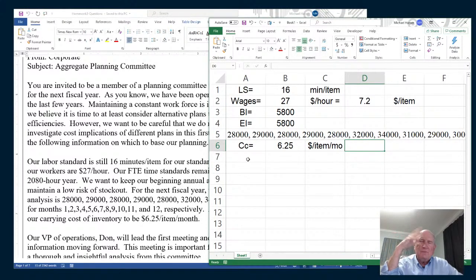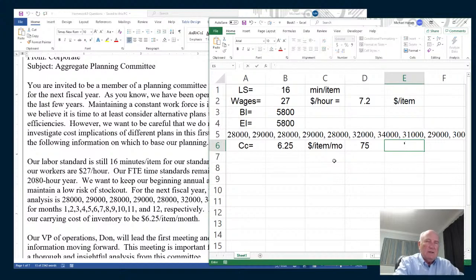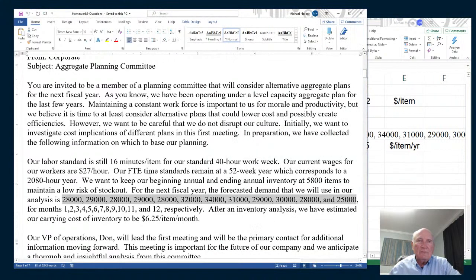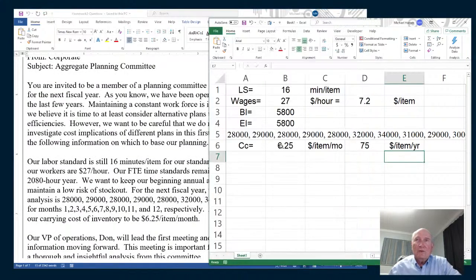We can do that per month, and we'll use it per month. But we'll also want to have an annual, because we want to get our annual carrying cost. So that's going to equal 6.25 per month times 12 months in a year, $75. So that's dollars per item per year, because we'll use the 75 as well. Okay, what else do we have here? That's all we have right here. Okay, and so we'll start with this.